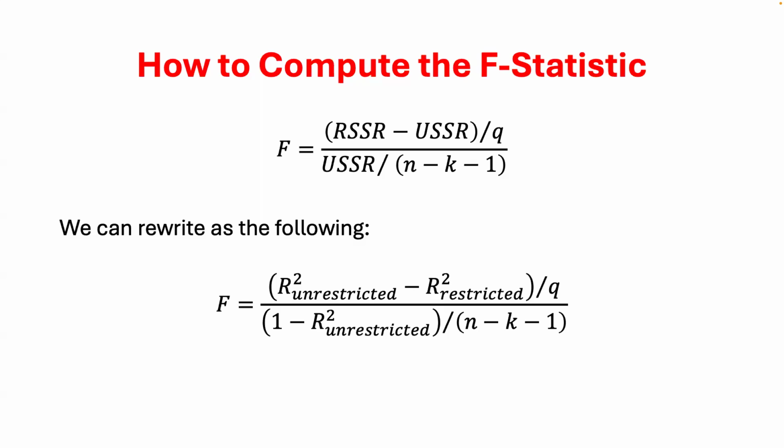Now, the base is going to be 1 minus R squared from the unrestricted model. What would this represent? If R squared is the proportion of the variation in Y I can explain with my unrestricted model, what's 1 minus that? The proportion I can't explain, right? So it's kind of a ratio of how much my R squared changed by using the unrestricted model relative to what I still cannot explain with it.